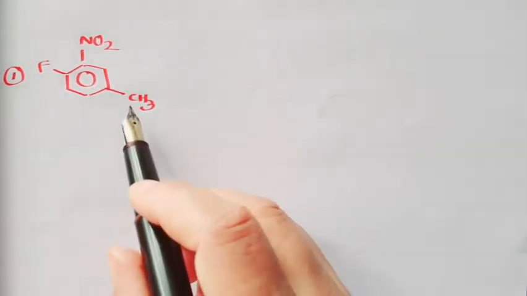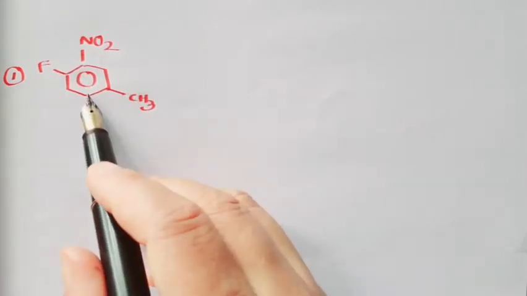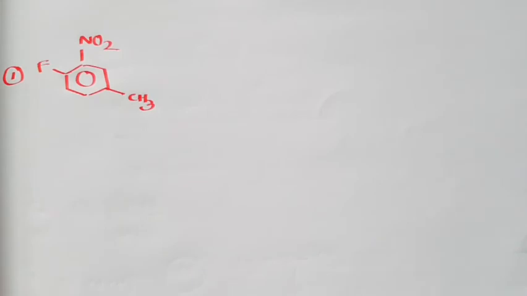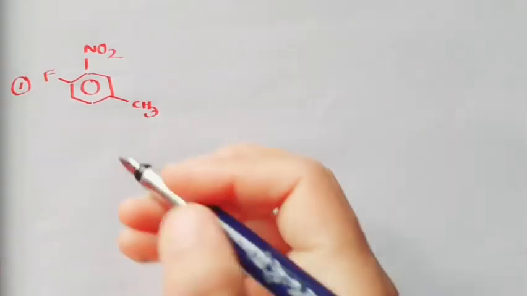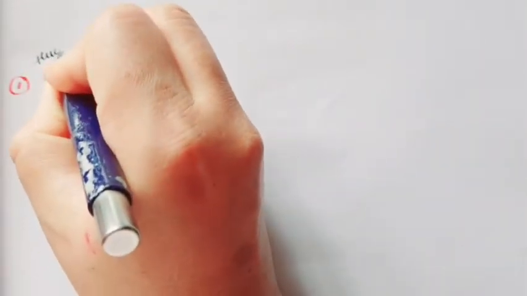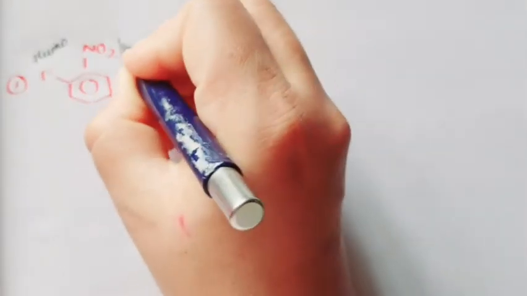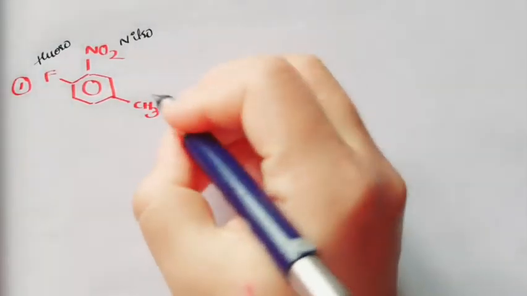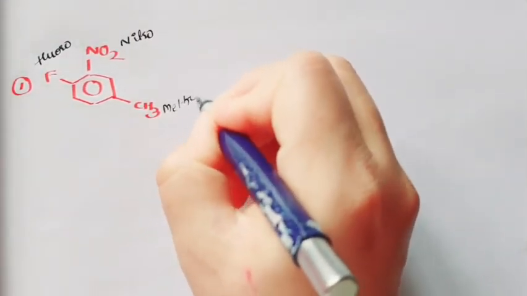Students will continue with writing down the IUPAC name of some more organic compounds from organic chemistry. So first we'll start with this compound. This is a benzene ring, right? And you have F, NO2, CH3. So F is fluoro. This one is nitro, and this is methyl, right?